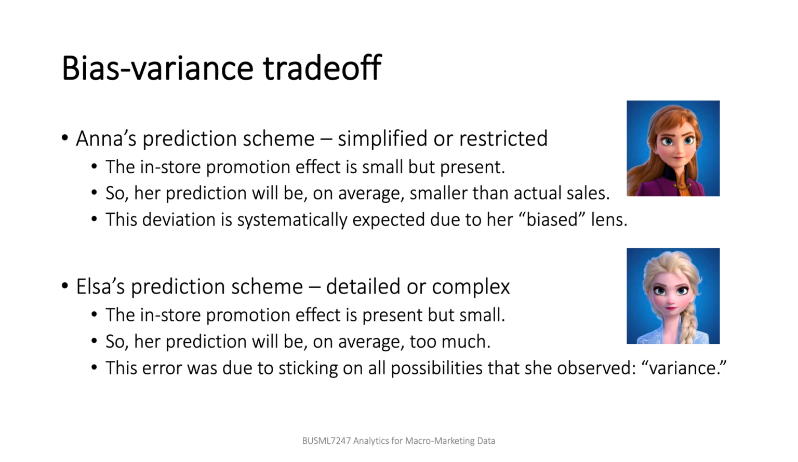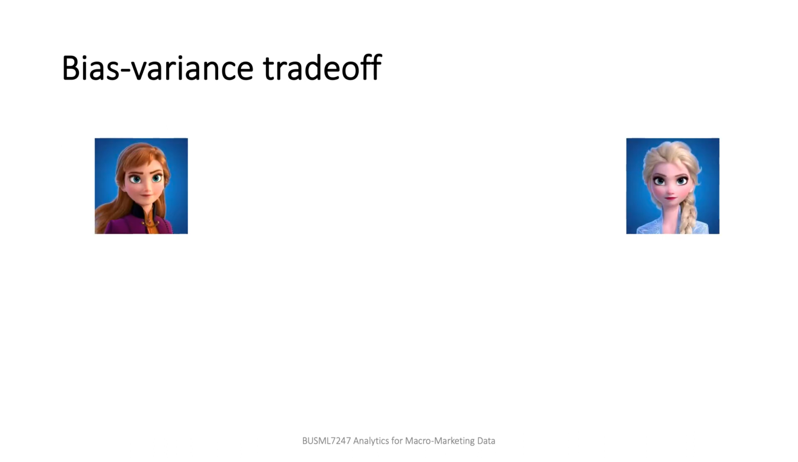Second, Elsa's prediction scheme. Her scheme is more detailed and complex. The truth is that the in-store promotion effect is present but small. So her prediction will be, on average, too much. This error was due to sticking to all possibilities that she observed. Elsa predicted in doubt, that is, her prediction has high variance.